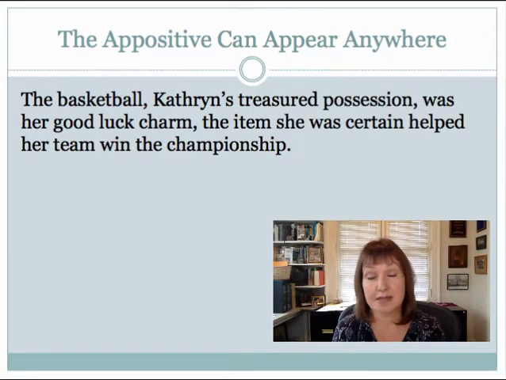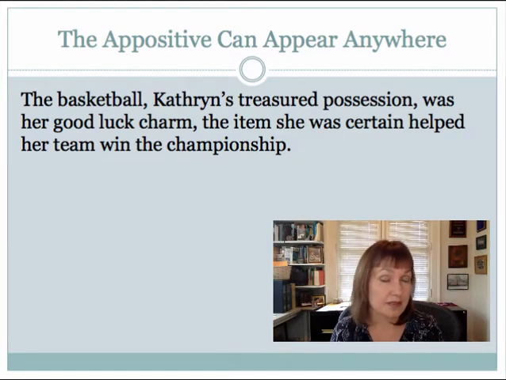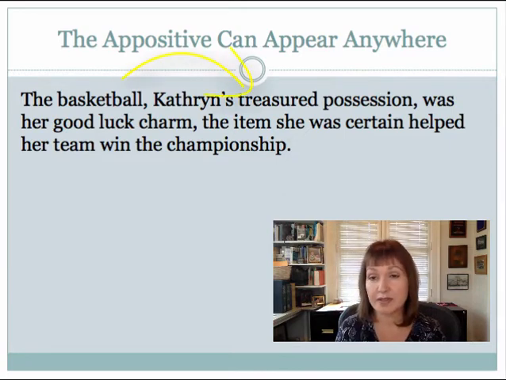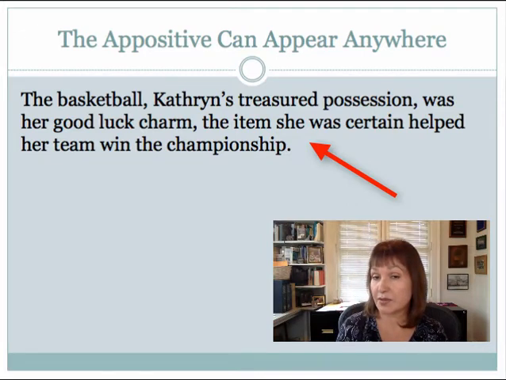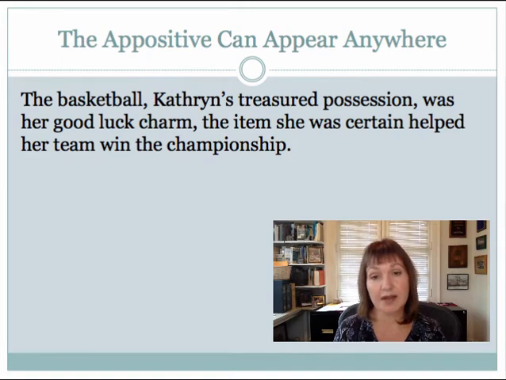The previous sentence was an example of a phenomenon that you'll see all the time. The appositive can appear anywhere in the sentence. Let's look at the next sentence. The basketball, Catherine's treasured possession, was her good luck charm, the item she was certain helped her team win the championship. The basketball has a comma after it because Catherine's treasured possession is an appositive. It's a noun phrase describing basketball. You can also see that the entire last part of that sentence, the item she was certain helped her team win the championship, is also an appositive because the item describes her good luck charm, which of course, as we know, is the basketball.